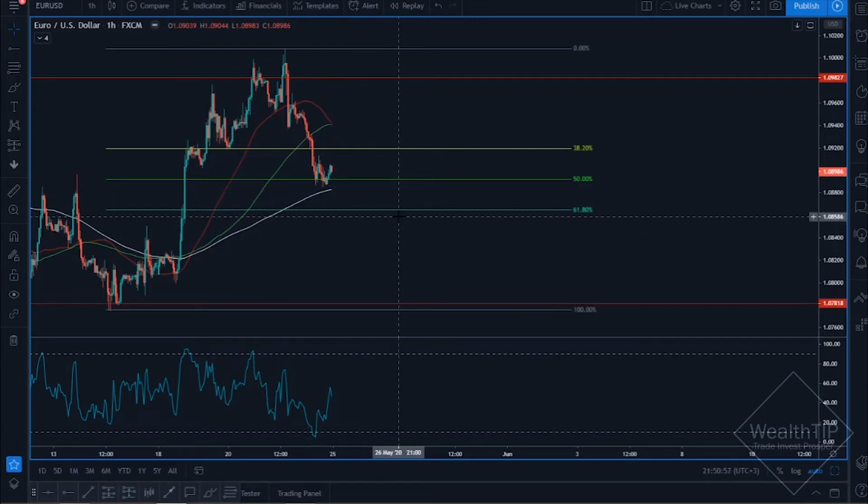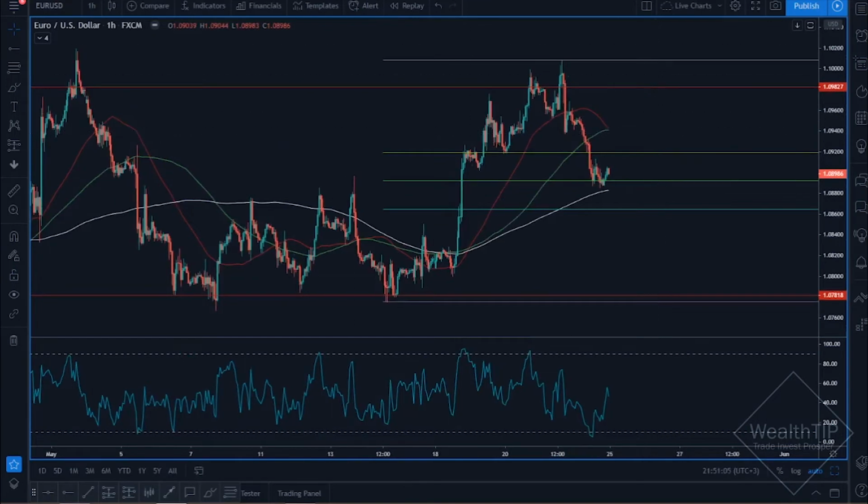And I think the best thing to do is literally just wait for the market to show its hand before we make a move. And with that being said, I'm going to leave it there for the euro, and we're going to jump over onto our next currency pair.